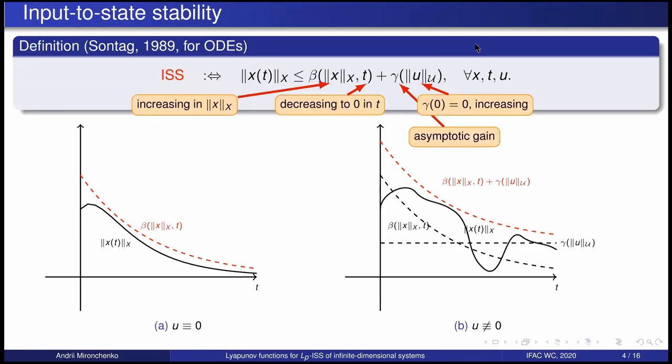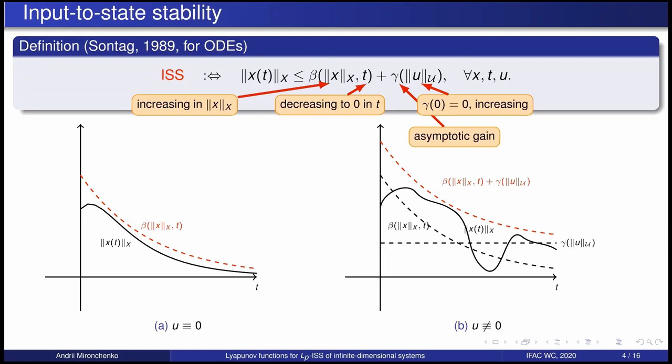Now we can introduce the main stability concept for this talk, which is input-to-state stability, or shortly ISS. The system is called ISS if the norm of the trajectory can be upper bounded by a sum of two functions: a class KL function beta, describing the transient behavior, and a function gamma, describing the influence of external inputs.